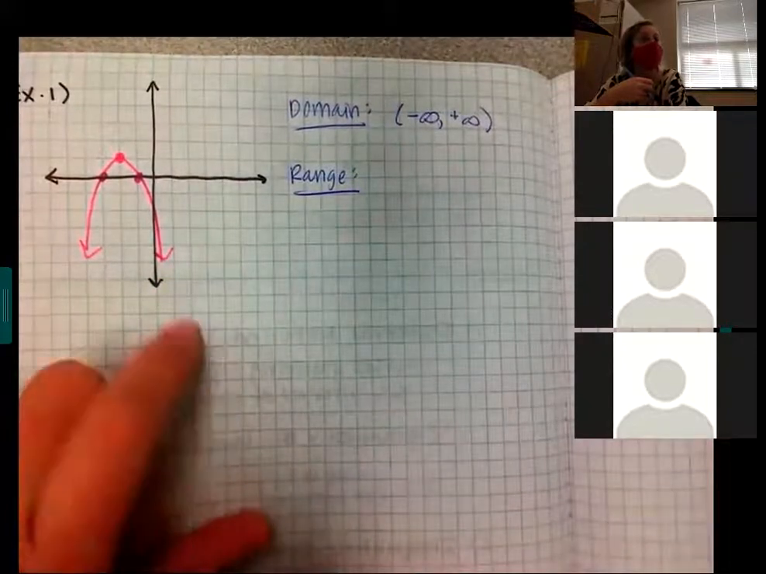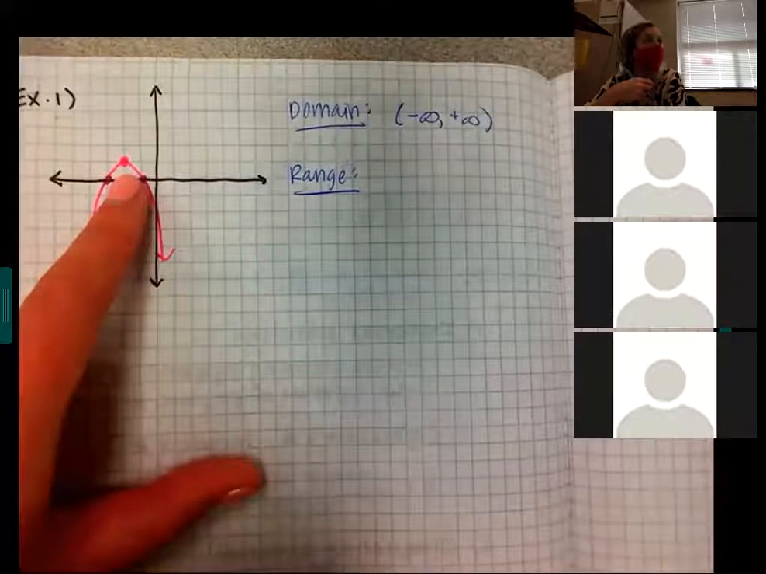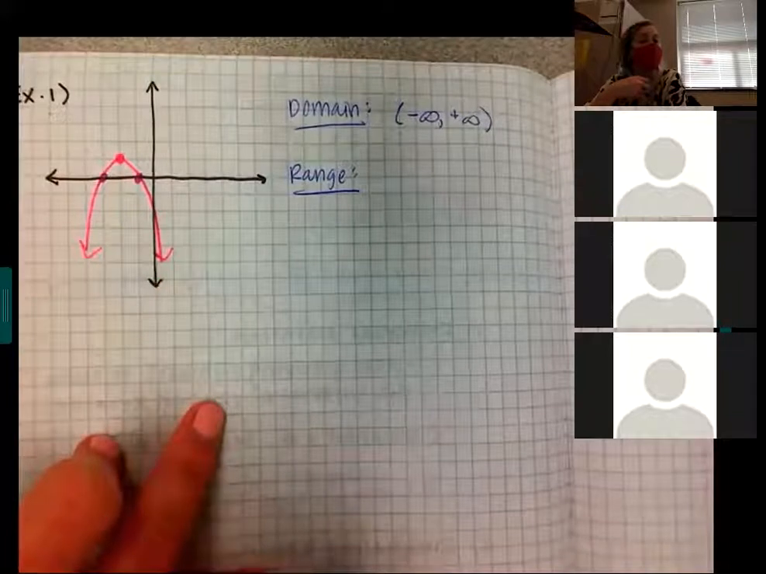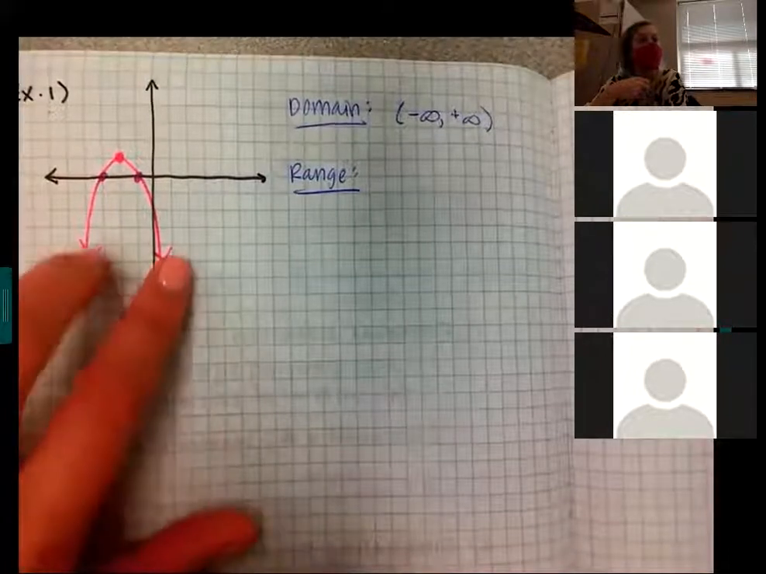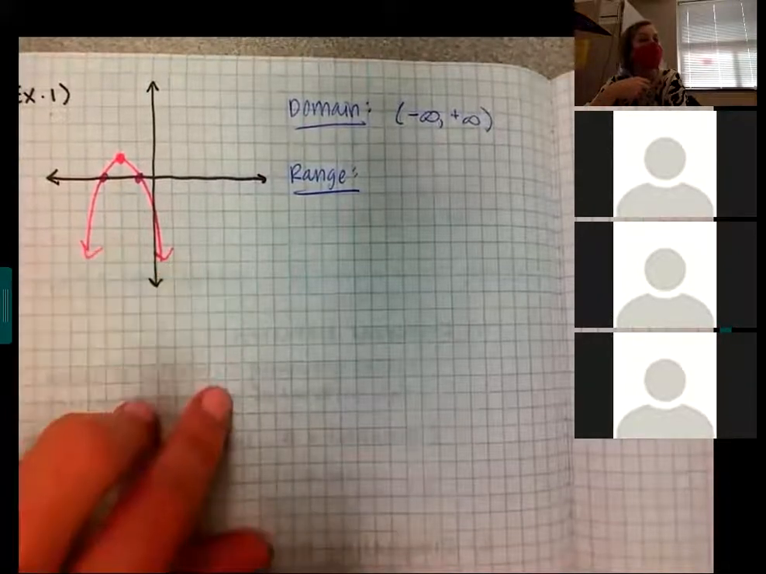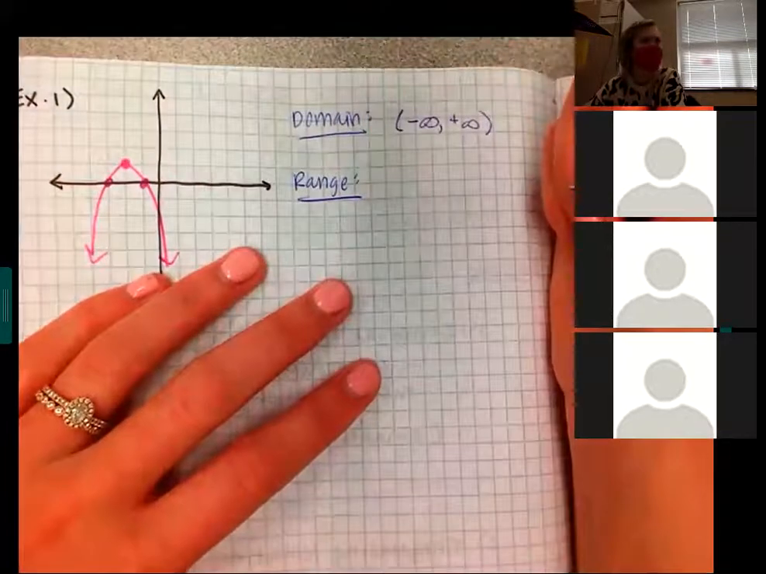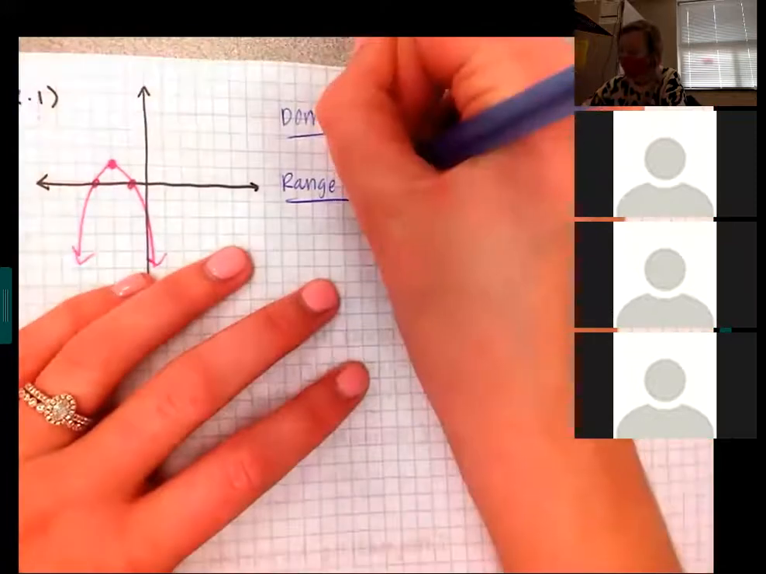The reason why is because it's got a max. Okay? So if it continues going down forever like y'all told me it did, what kind of infinity do you think is down? Negative infinity. And can we include infinity? No. So negative infinity.